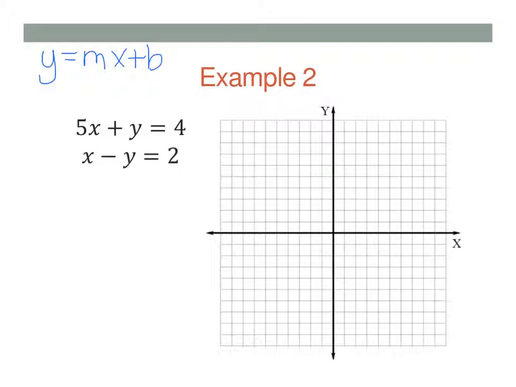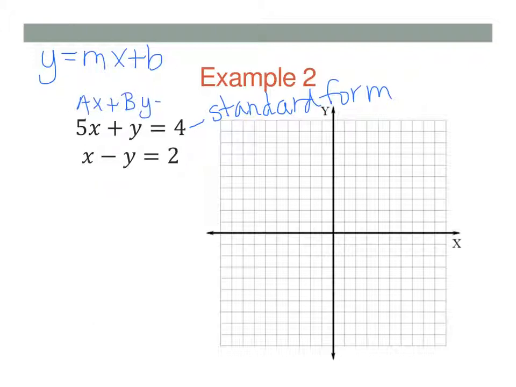No, it's not. This is in what is called standard form. If you remember from our video last week, standard form, that's the Ax plus By equals C. We need it to be in our slope-intercept form. So in order to do that, we have to solve for y.